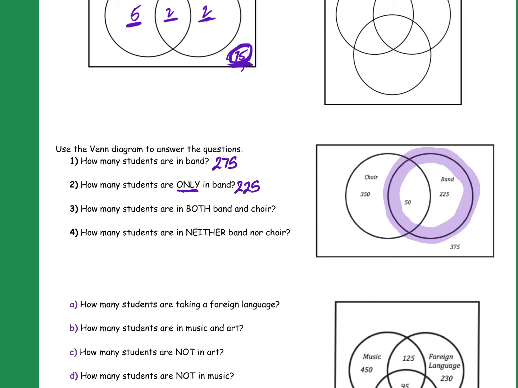And then how many students are both in band and choir? 50. That's where this area right here comes in. They're both in band and choir. And how many students are in neither band nor choir? 375. That first one got me so confused. You have to add the whole circle together. The difference is only in band: 225 are only in band, but 50 are in band and choir, so I have to add that in there. Zoe, did that make sense? Okay, awesome.